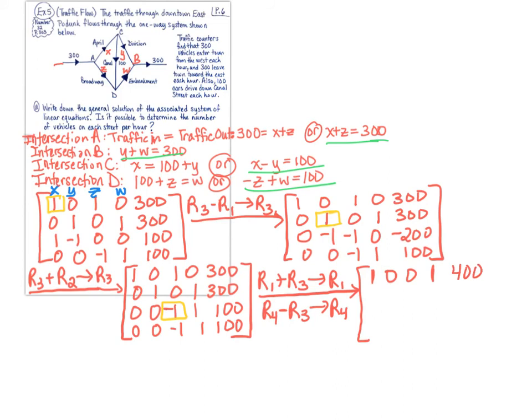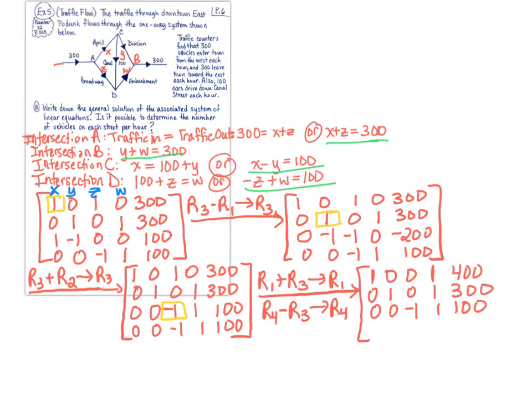Now, row 2 is not changing. Row 2 doesn't need to change because we have a 0 where we want it. So 0, 1, 0, 1, 300. Now row 3 isn't changing because that's where our pivot is coming from. So we write that down. And then row 4 is going to change. So we have 0, 0. That's going to stay the same.